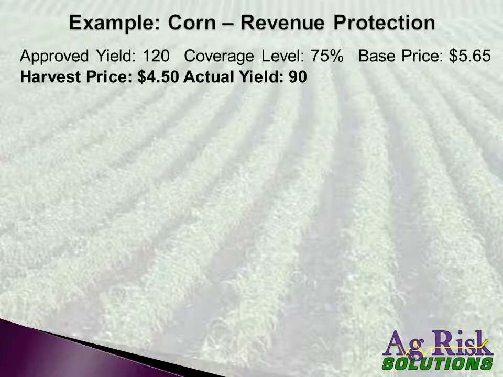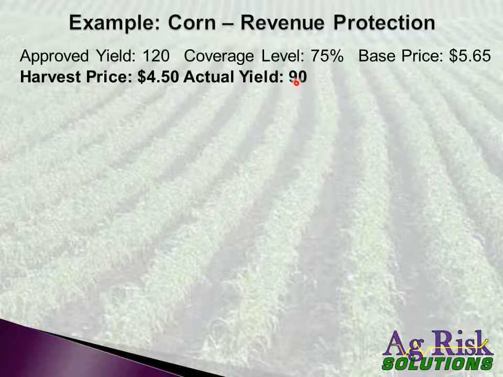And we're going to look at an actual yield of 90 bushels. Essentially, this yield that I'm looking at, 90 bushels, is our quote-unquote guaranteed yield. If we take our approved yield of 120 times our coverage level, we get a 90 bushel yield.